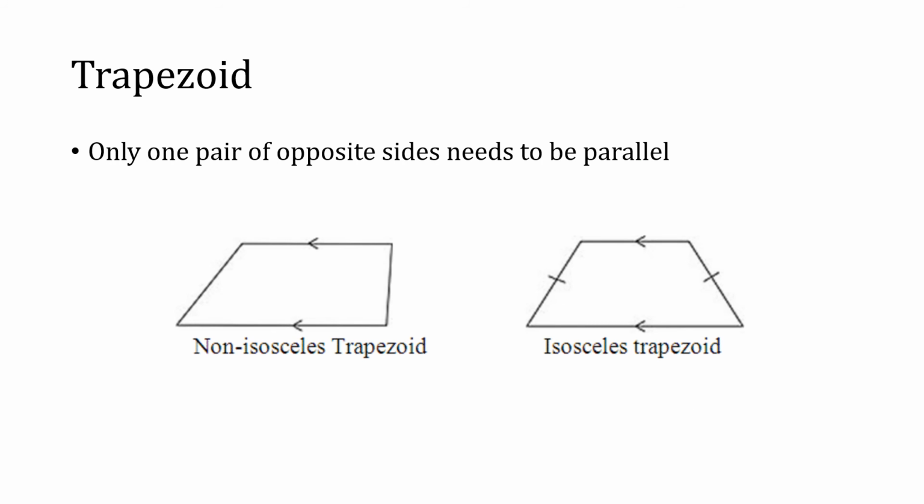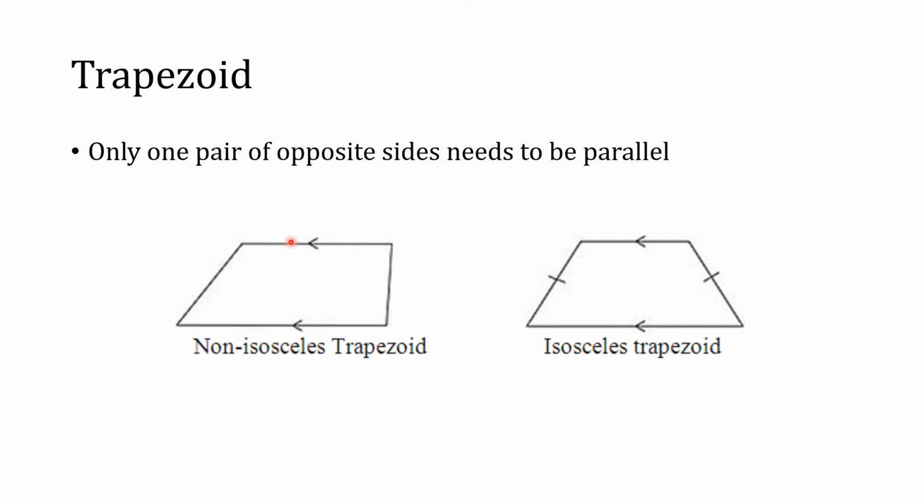Next up is the trapezoid, and this is fairly simple. We're not going to work too much with trapezoids, maybe a little bit here and there, just as a curveball. But basically, trapezoids only have one pair of opposite sides that need to be parallel. So basically, the top and bottom.